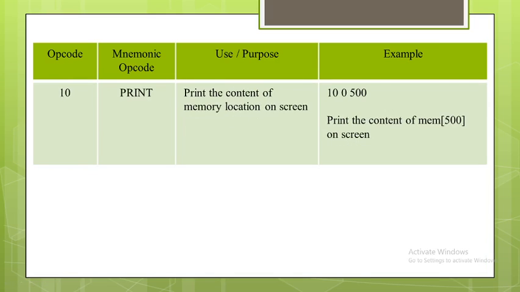The last opcode is 10, which is used for print. It prints the content of a memory location on the screen. Register or condition codes are not used in this instruction because we just want to display the content of memory address 500, and 10 stands for printing the content of that particular memory location. So these are all the opcodes and their corresponding descriptions.